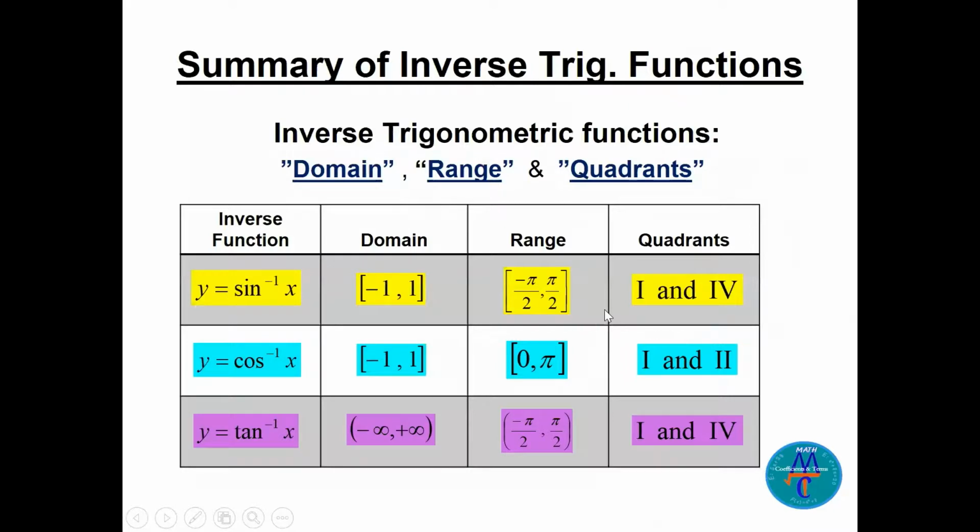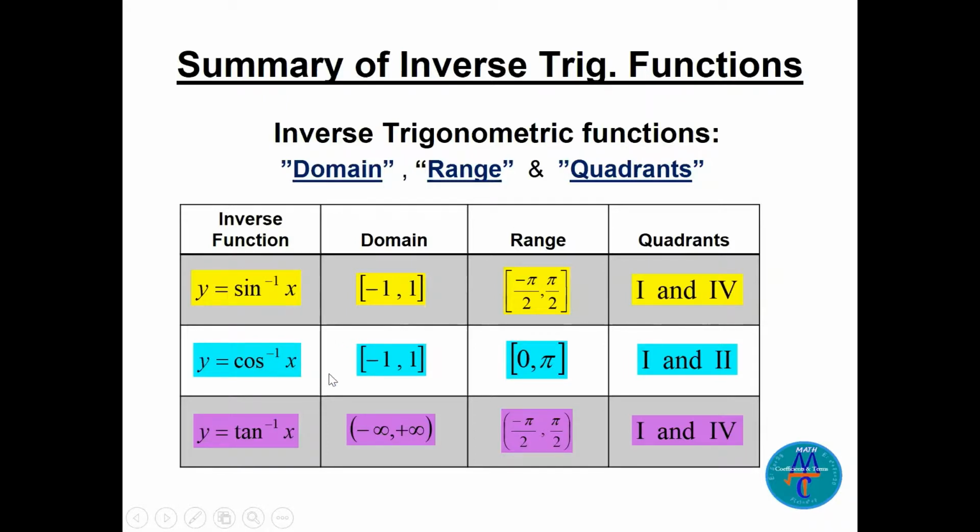Now, this is another summary. Given here are the domain, the range and the quadrant of the inverse sine function. That's the same color here. You can see this is quadrant 1 and 4. The domain will be minus 1 to 1, and the range will be minus pi over 2 to pi over 2. This is another way to remember it in a nice way.